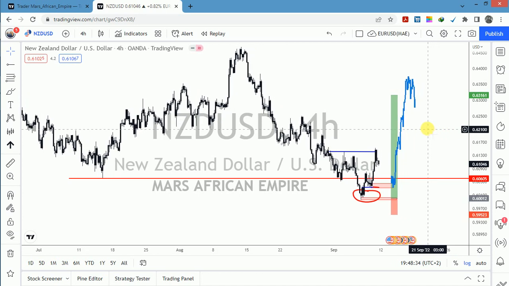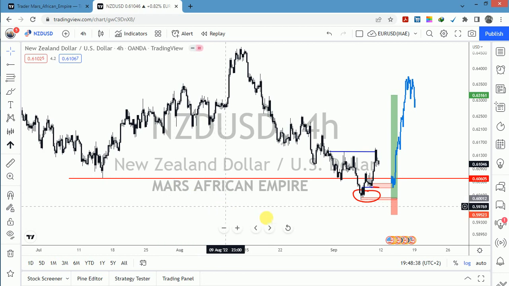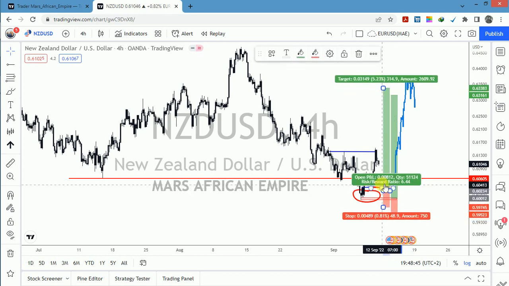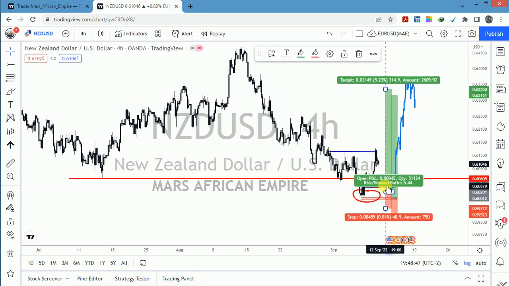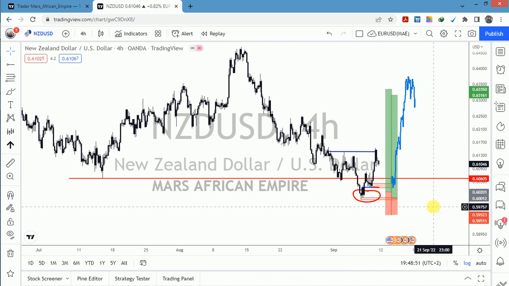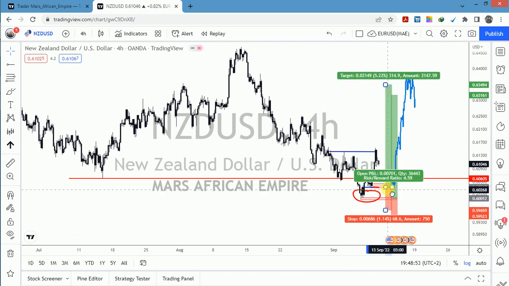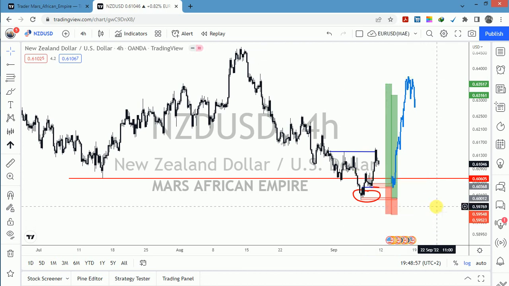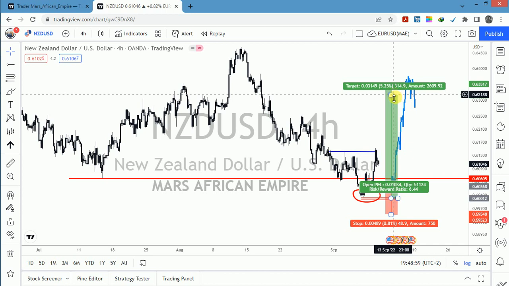To predict my movement, I just copy the previous candlesticks and then use them to predict my movement. So yeah, that is what we are going to do on NZDUSD.